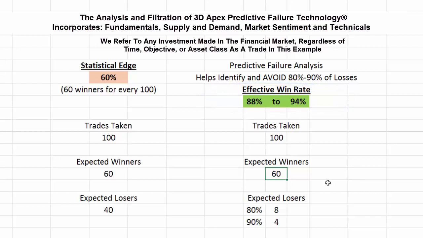But look at another thing that's happened here. There were 100 potential trades, but if you took the 60, obviously, that won, and the 4 or 8 that ended up losing, because again, there's nothing that's 100%, now you only took 68 trades out of 100. You're working less and you're making more. It's a win-win scenario.